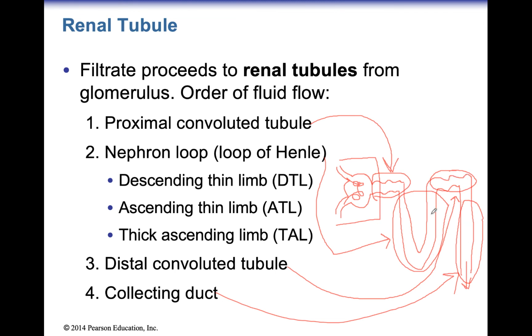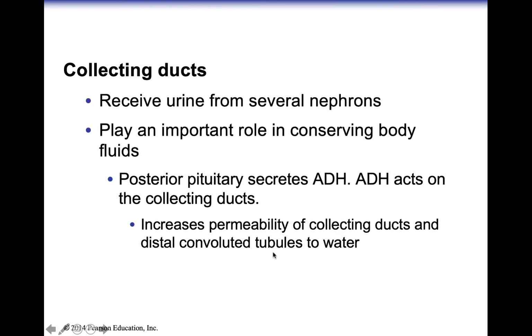This loop of Henle, if you notice, has a descending part to it and an ascending part to it. This is called the descending thin limb, and this is called the ascending limb. If you notice the ascending limb right here, it's broken up into 2 structures, the ascending thin limb and the ascending thick limb. You will see the differences in thickness on the loop of Henle in a coming illustration. And then we'll look at a few more of the other structures.